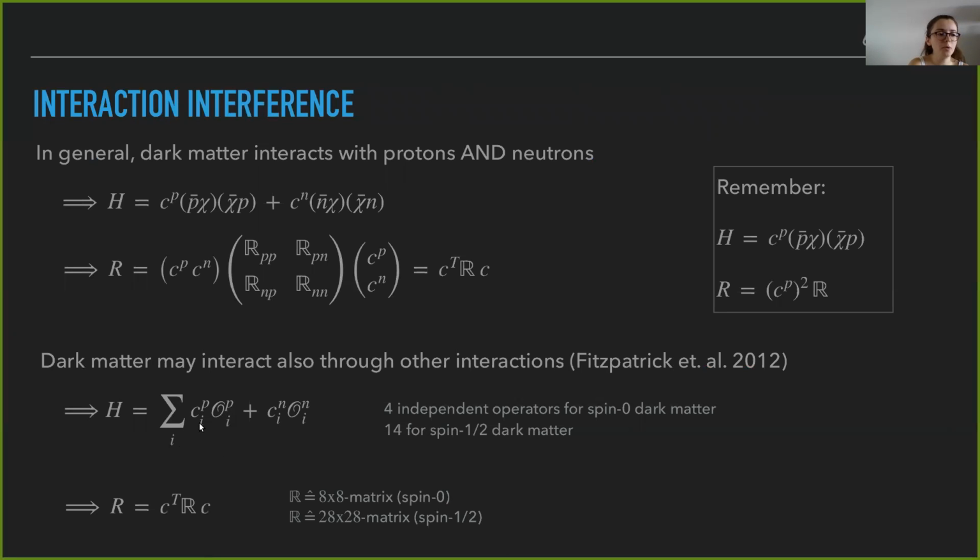With this new form of the interaction Hamiltonian, also the relation between the interaction rate R and the coupling strength has to be adapted. In general, it still leads to this expression, but for spin 0 dark matter, we get an 8x8 matrix, and for spin 1/2 dark matter, we get a 28x28 matrix.